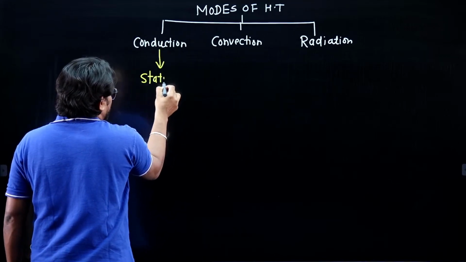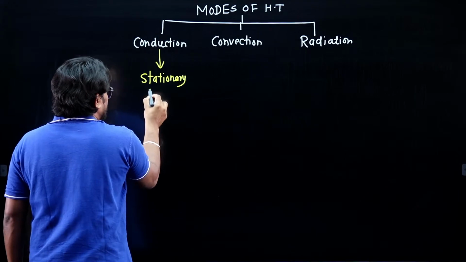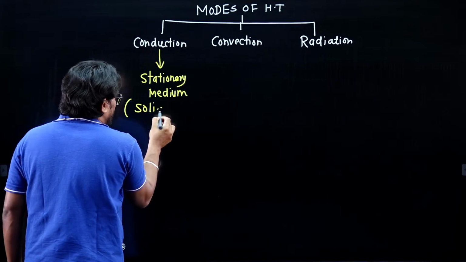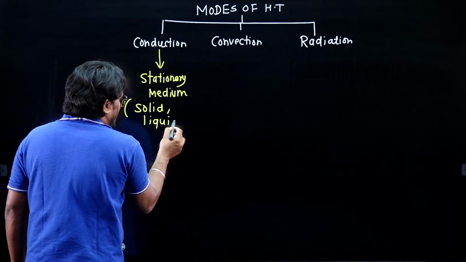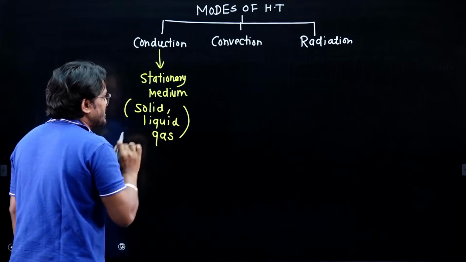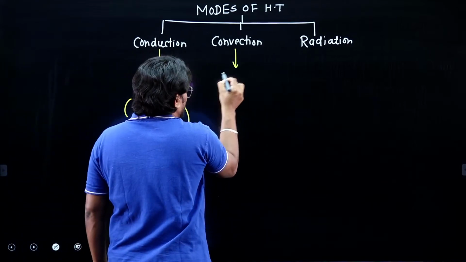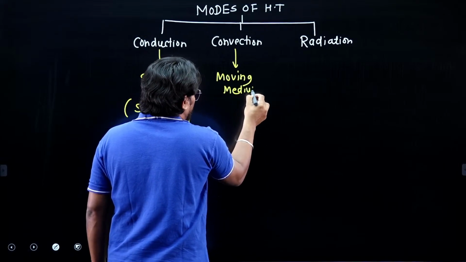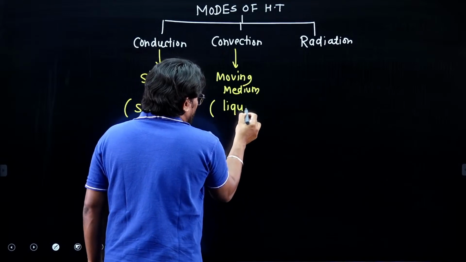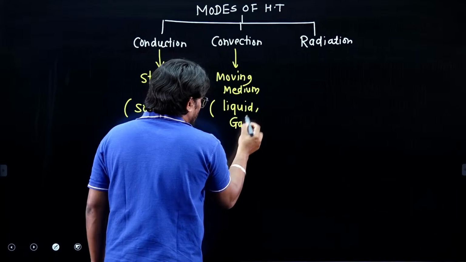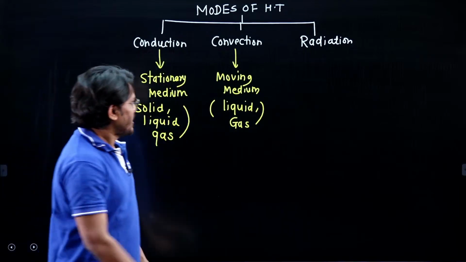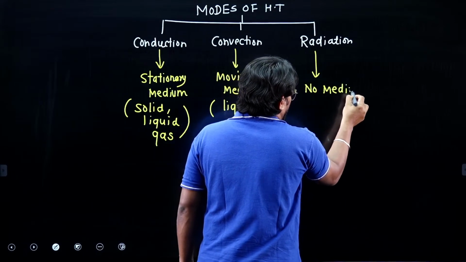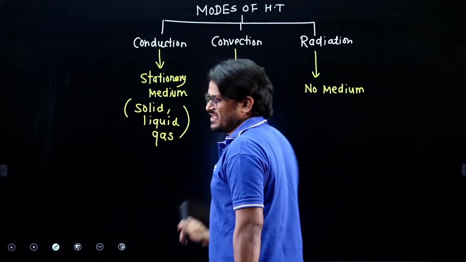Conduction requires a stationary medium. If the surrounding medium is stationary, that surrounding medium may be solid, liquid or gas, but it should be stationary. In convection, it should be a moving medium. The medium should move, very good, and that is only possible in liquid and gas. Only liquid and gas can move. And radiation doesn't require any medium. No medium required.